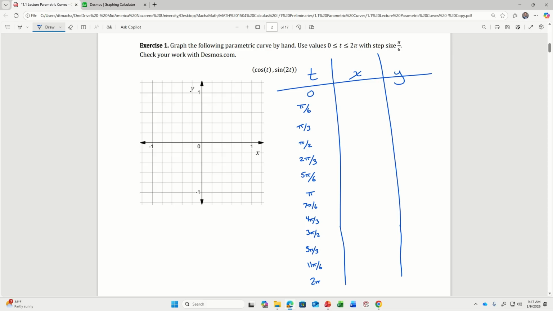And then if I want to calculate my x coordinate, I'm going to have to use cosine of t, because this is my formula for the coordinate pairs x comma y.